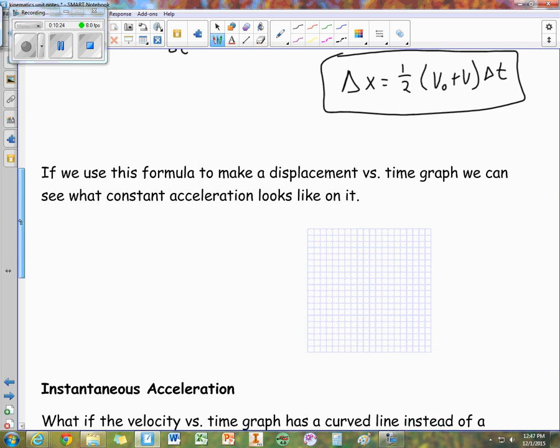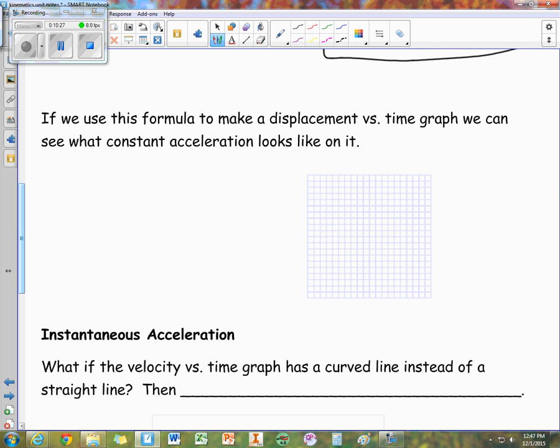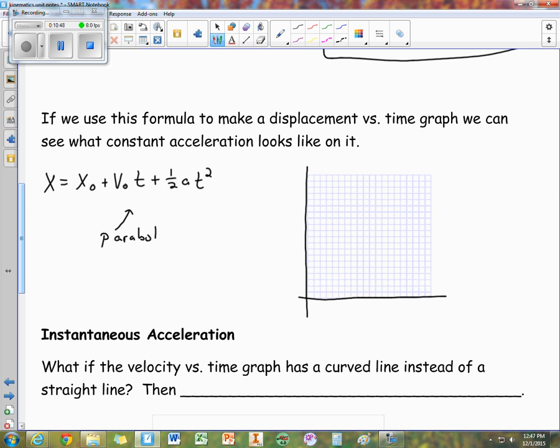Okay. Now, using the universal equation, I'll rewrite it just slightly. Notice that this is a parabola. So if I were to make a position versus time graph with this data, it should look like that. So it just further explains why acceleration looks like a curve on the position graph.